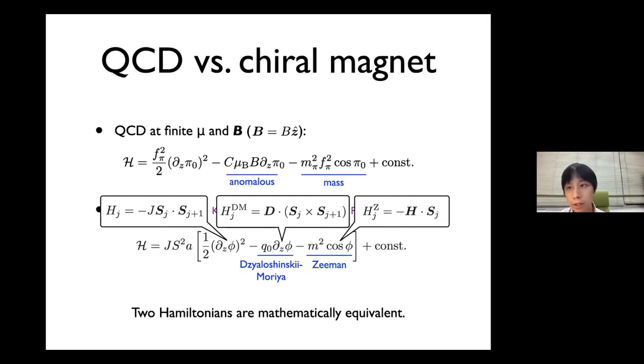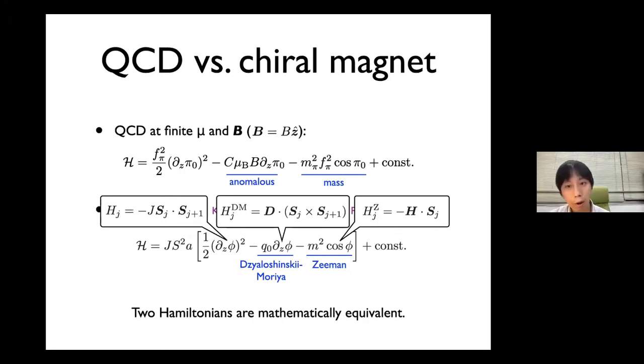Now you can see that these two Hamiltonians are mathematically equivalent. The pion field corresponds to the spin angle, and the first kinetic term corresponds to this term, and the anomalous term in QCD corresponds to the Dzyaloshinskii-Moriya interaction. The mass term corresponds to the Zeeman term.